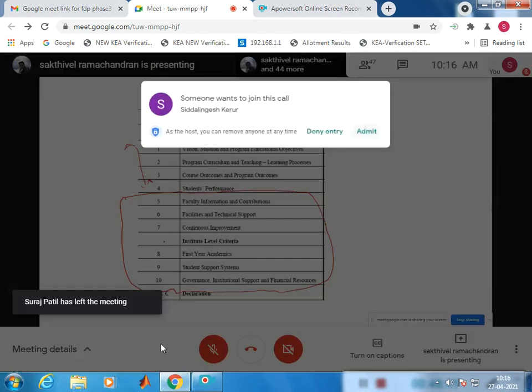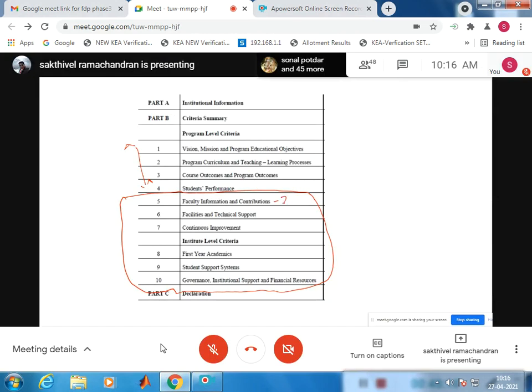Coming to criterion 5, faculty information and contribution, this accounts for 200 marks. Coming to 6, that is facility and technical support, this accounts for 80 marks. Continuous improvement accounts for 75 marks. Remember, these 3 are program level criteria. Then with institution level criteria, first year academics constitutes criterion 8, which is 50 marks. Then criterion 9, student support system, constitutes 50.